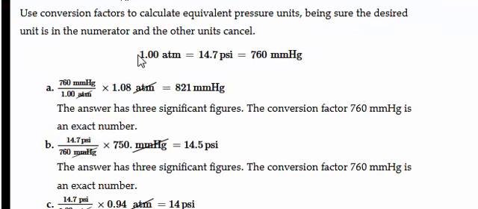So here are the conversion factors that we'll need. 1 atmosphere is equal to 14.7 psi is equal to 760 millimeters of mercury. And these conversion factors are going to be considered exact numbers and won't affect our sig figs.